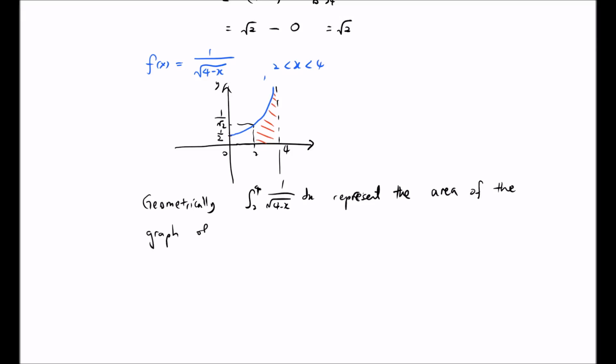of y equals 1 over square root 4 minus x, from x equals 2 to x equals 4. So there is a geometrical interpretation. Okay, now we can go to the next example, which is the last example for this section. So this is our last example, example 9.